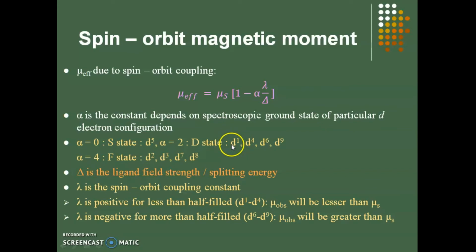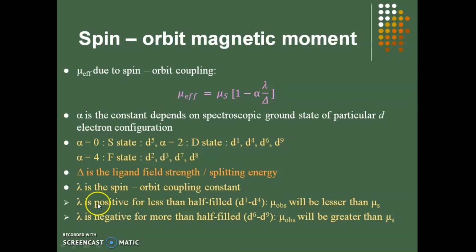Now you will study in the electronic spectroscopy of complexes that these four different D electronic configurations will have D as their ground state. Similarly, D2, D3, D7 and D8, which have F as their ground state, will have the alpha value of 4. The next one is the delta value. Delta is the ligand field strength or the splitting energy. This we know, either delta naught or delta T. Then what is lambda? Lambda is the spin orbit coupling constant.